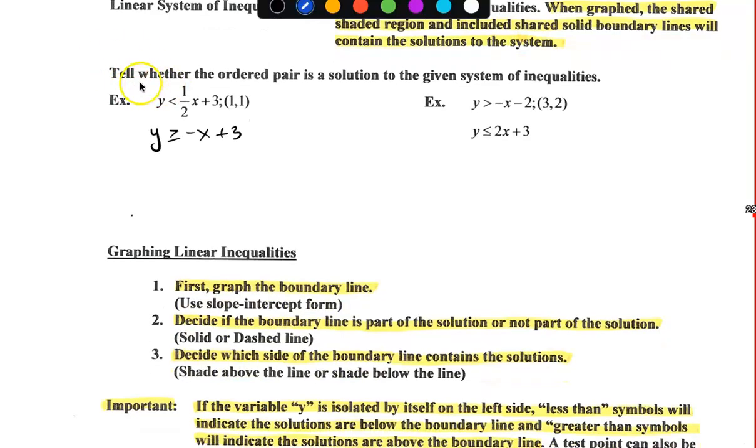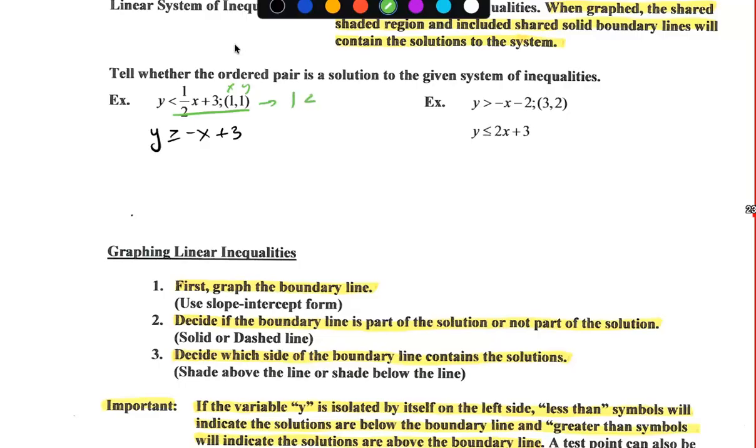So our first example, tell what are the ordered pairs of solutions to the given system of inequalities. So much like we did last time, we're going to substitute our point into both equations because it's a system. Now we have two equations. And if it works for both of them, it's a solution. If it doesn't work for one of them, then it's not a solution, right? So it has to work for both for it to be true. So here's our x, here's our y. Plug into the column real quick.